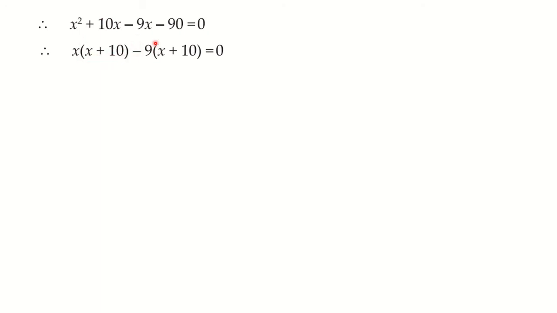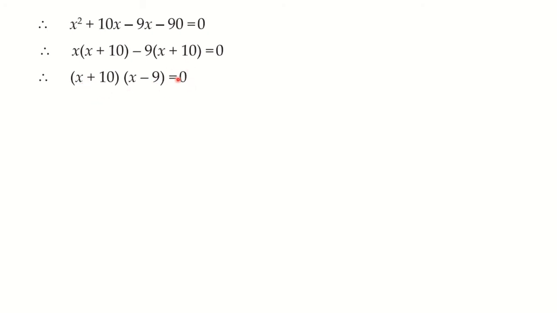And here minus 9 we are taking out common. So inside the bracket the signs are going to change. Both are going to become positive. So x plus 10 here also. Then in the next step we are going to get the factors. They are what? X plus 10 and x minus 9. Okay. That is equal to 0.